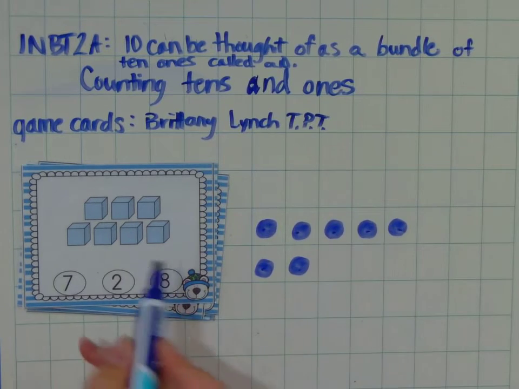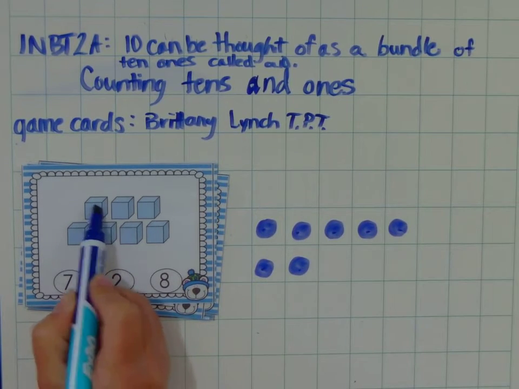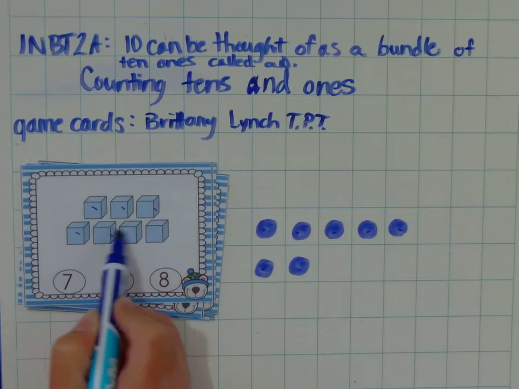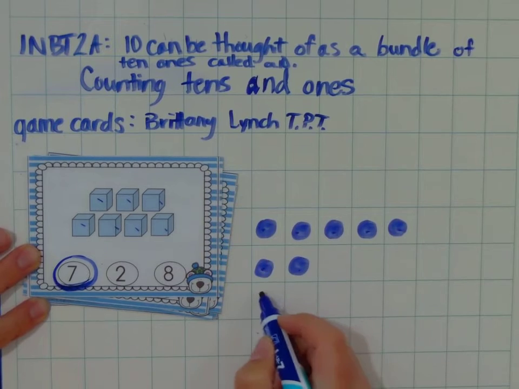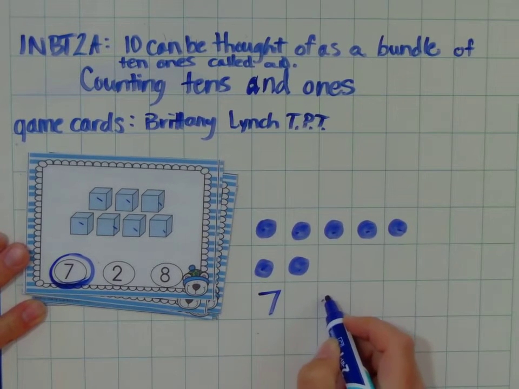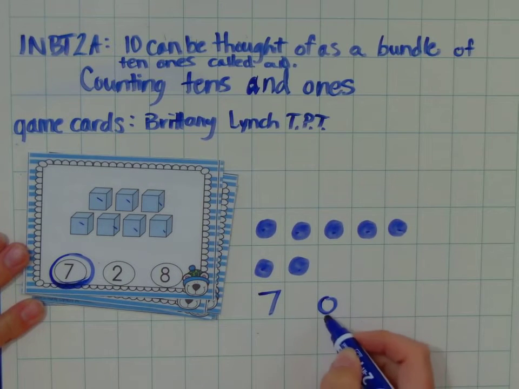1, 2, 3, 4, 5, 6, 7. The card still has 7 ones. 1, 2, 3, 4, 5, 6, 7. I have 7 ones. One finger, one thumb, keep moving.